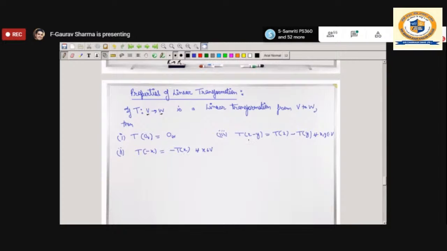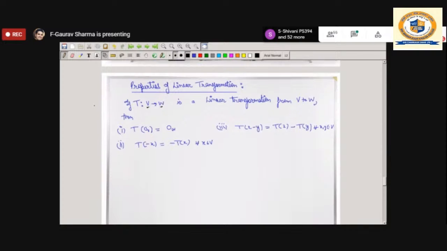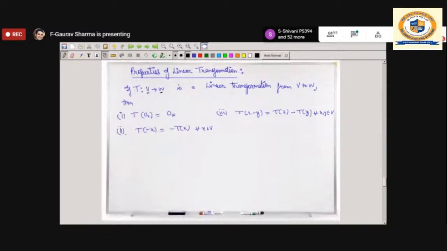And the third property is T of x minus y is equal to T of x minus T of y. These properties are very easy to prove. So let us prove these properties. If I take 0V, the zero vector of V, then 0V plus 0V gives 0V.